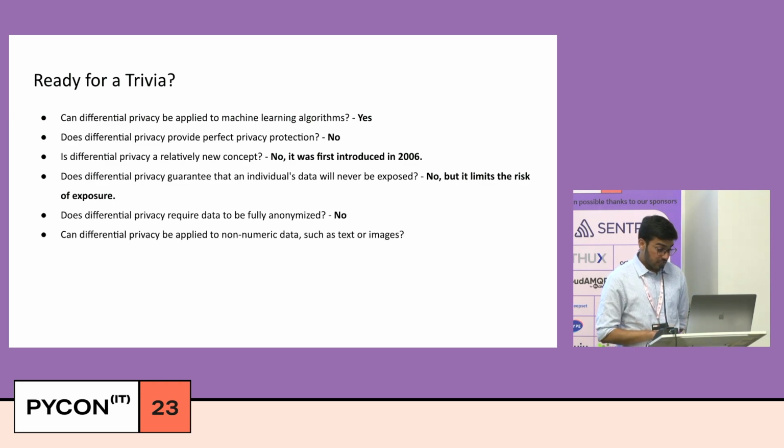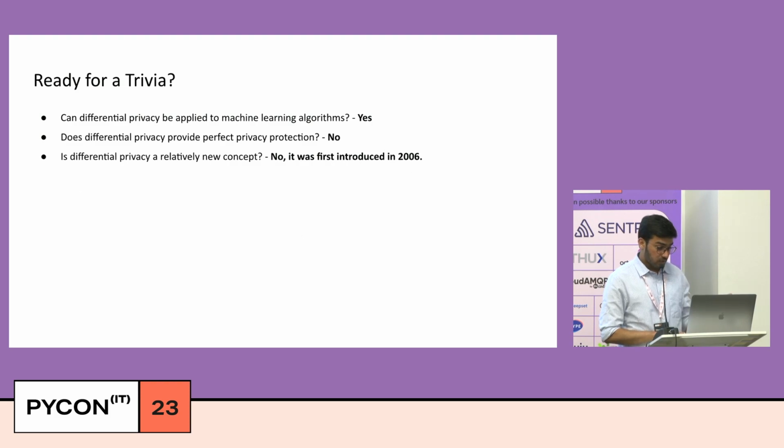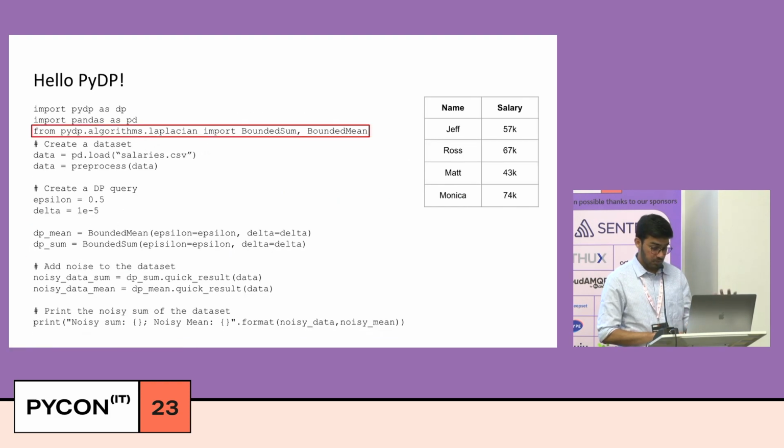Can differential privacy be applied to non-numeric data such as text or images? There are algorithms. Right now, what we saw is the salary data set, for example. These are all numerical. You might see that we can add Laplacian noise, we can add random numbers.